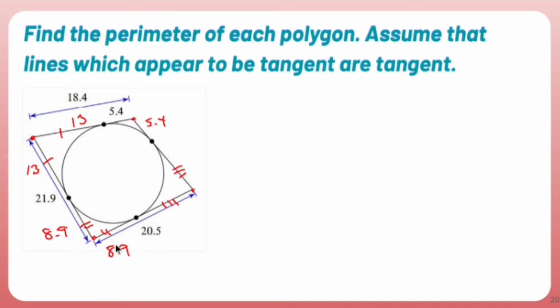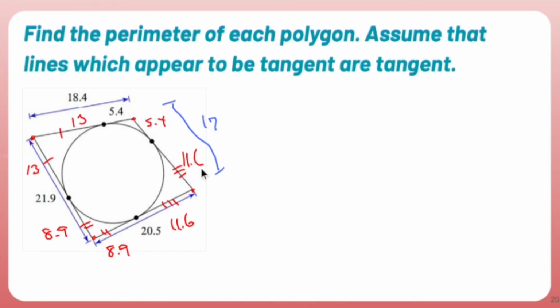So if this whole thing is 20.5 and you're 8.9, then this chunk right here, 20.5 minus 8.9, is going to be 11.6, making you 11.6. Now, the reason why we had to go through that whole rigmarole is to find this whole length, which is 5.4 plus 11.6, which is 17.